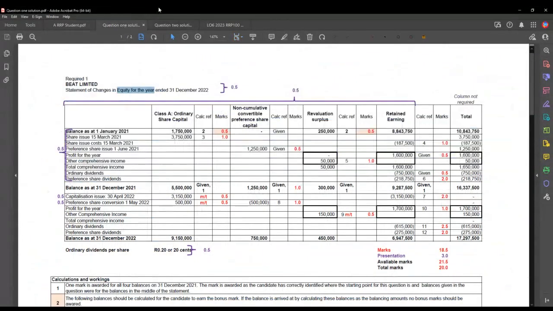So how are the comparatives for the changes in equity statement supposed to be presented?